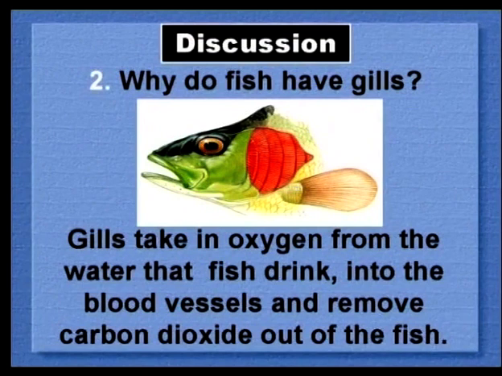Gills take in oxygen from the water that fish drink into the blood vessels and remove carbon dioxide out of the fish. Now, no need for you to copy that. That will come in the summary.